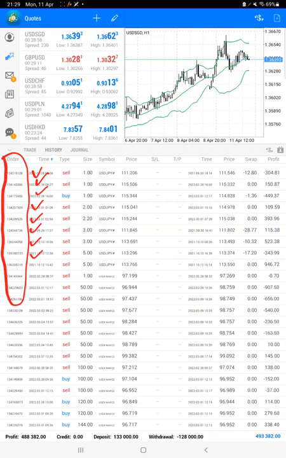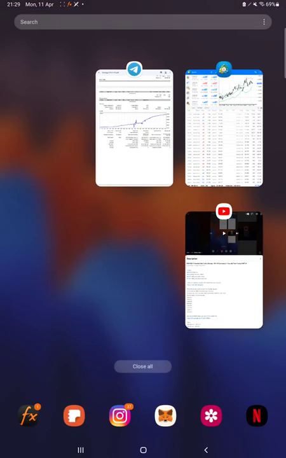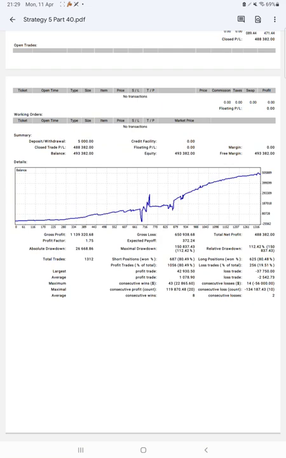The current profit is $488,000. Here is the current balance, which is $493,000. We can also check the trading account statistics from the statement. Here is a graph, constantly it is growing. Profit factor is 1.75. Total number of trades are 1312.